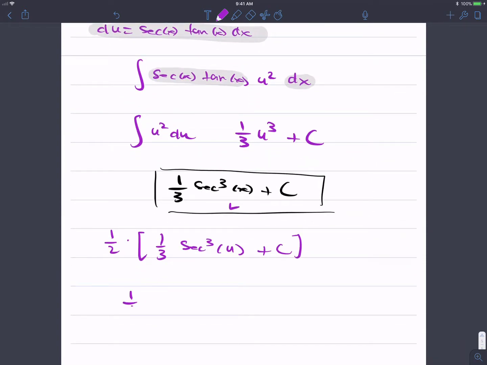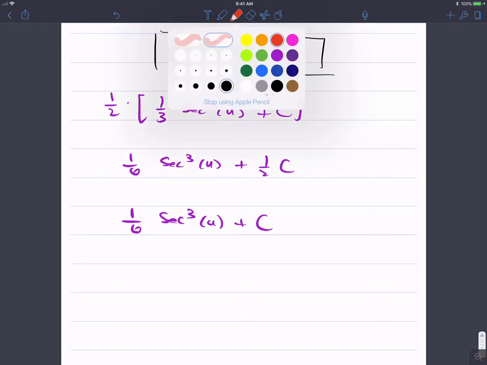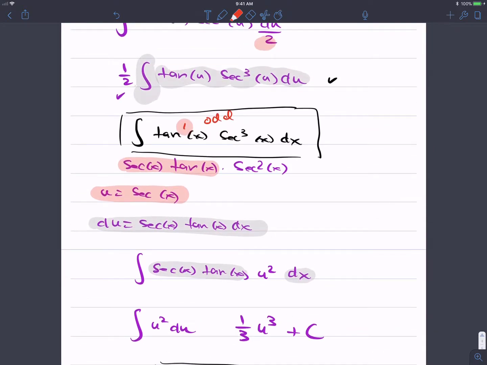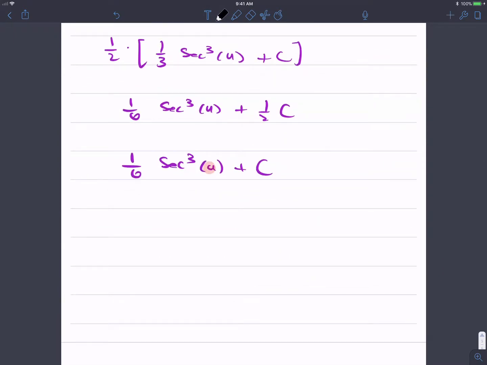And so we get a nice 1/6 secant cubed u. You can say 1/2 c, but that's a constant again. This is simply 1/6 secant cubed u plus a constant. Now we have to remember, what is the original u? Well, the original u here is going to be all the way back over here from the problem. Here's my original u. It's actually 2x. So my final answer now is 1/6 secant cubed 2x plus my c.